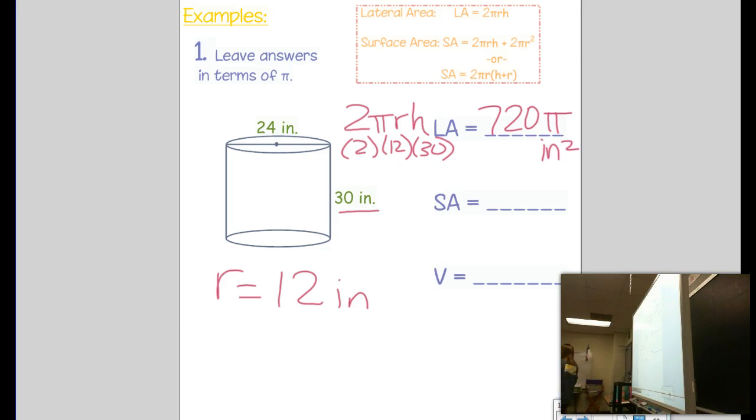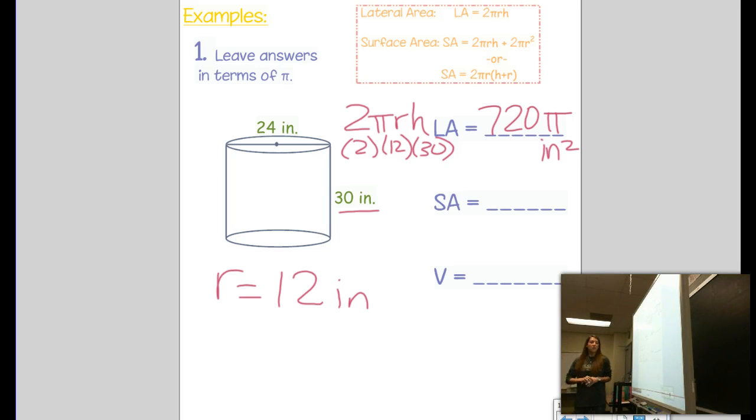What happens if you forget the pi? It's counted wrong. It's not counted minus 1. It's not counted half off. It's 100% wrong. You forget the pi. Forget the inches, not a big deal. Forget the pi, huge deal. It's not the same. Melanie, have you gotten the surface area yet?